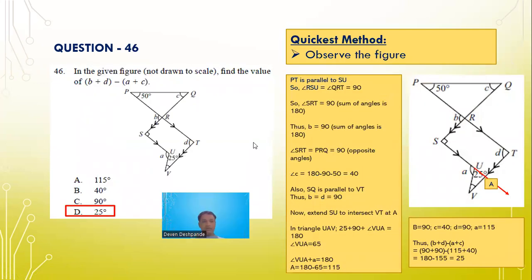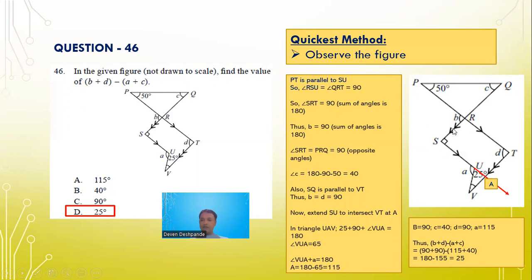Okay, next one, 46. In the given figure, not drawn to scale, find the value of B plus D minus A minus C. Okay, so PT is parallel to SU, isn't it? PT is parallel to SU. So angle SRT is 90 degrees. SRT, it is 90 degrees. This is 90 degrees, isn't it? Because the sum of angles at S and R is 90 degrees.